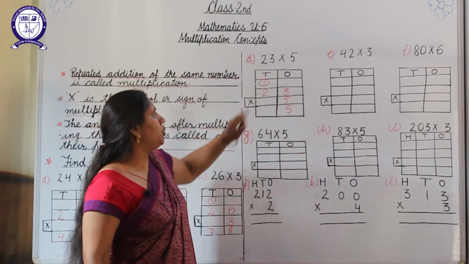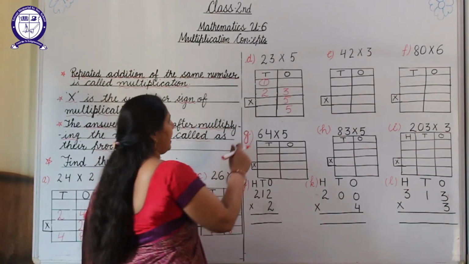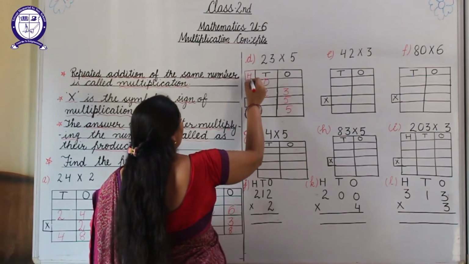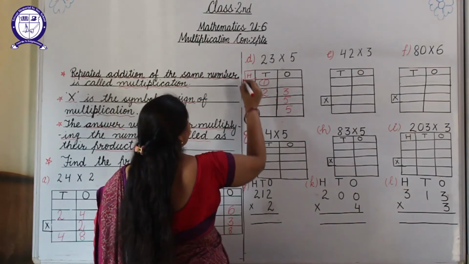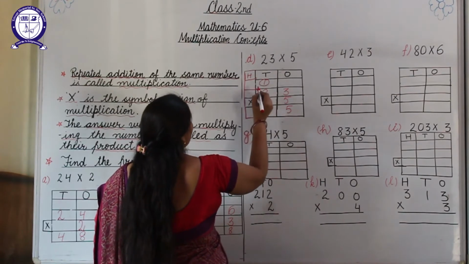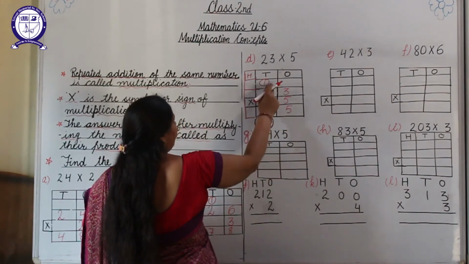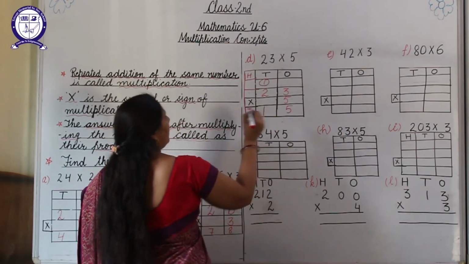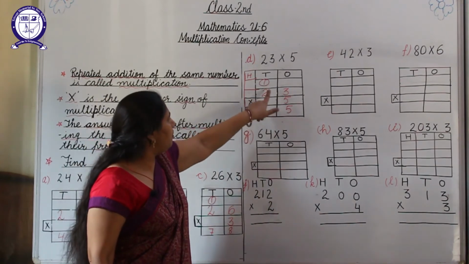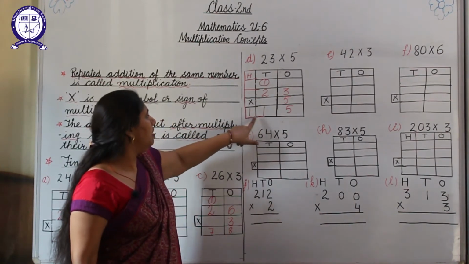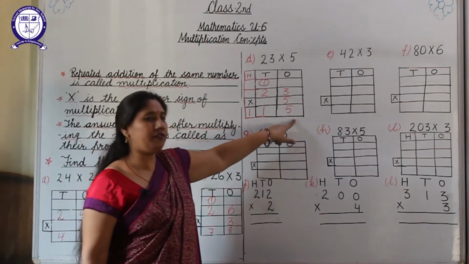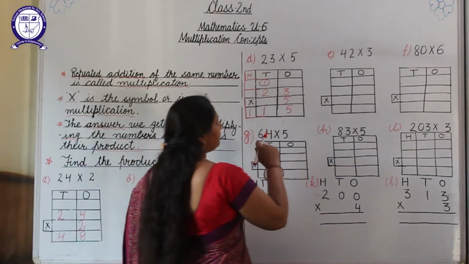2. 5 twos are 10, plus 1 is 11. So we have to mention it in the hundreds place. Okay beta. 5 twos are 10, 10 plus 1 is 11. So 111. 5 twos are 10 plus 1, 111. 115 is our product. 115. Come to the next.